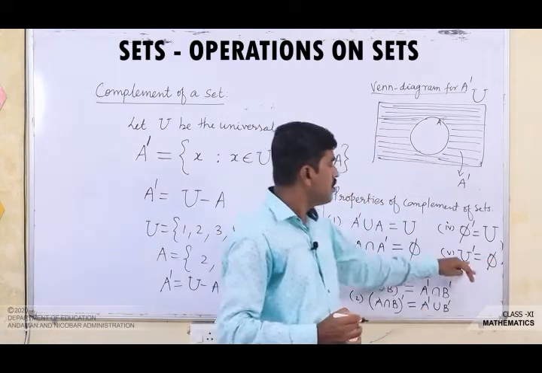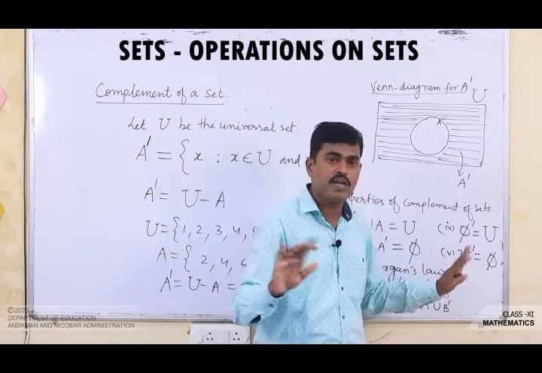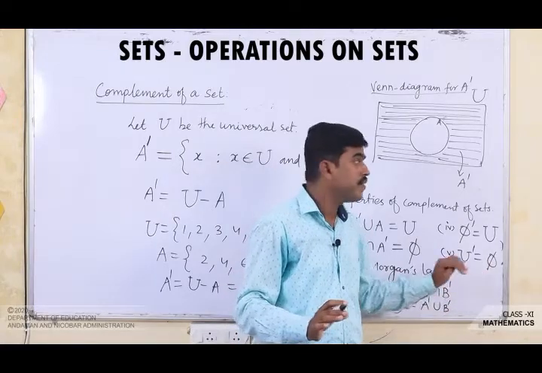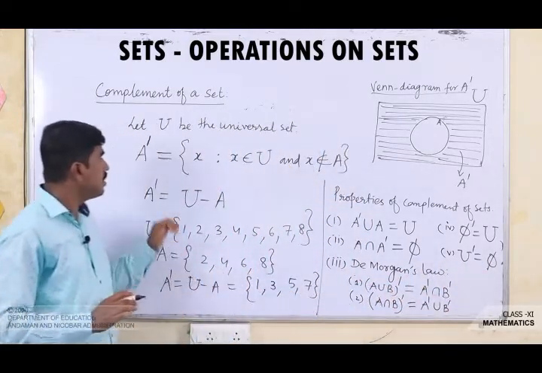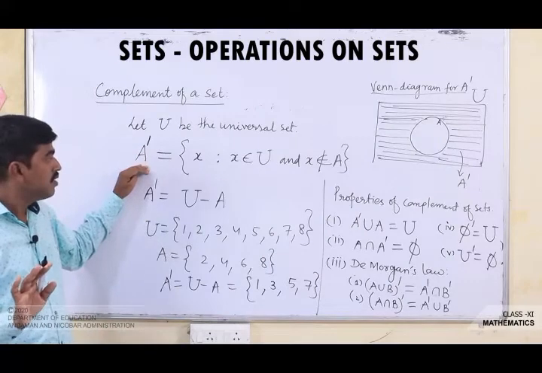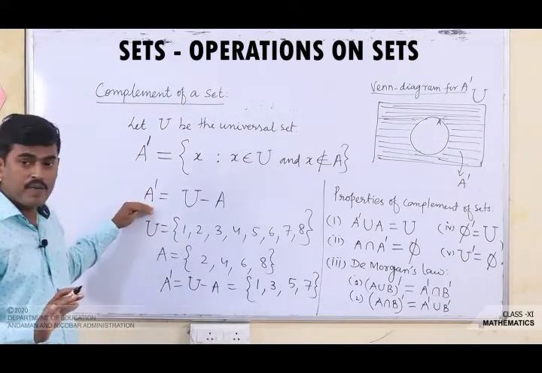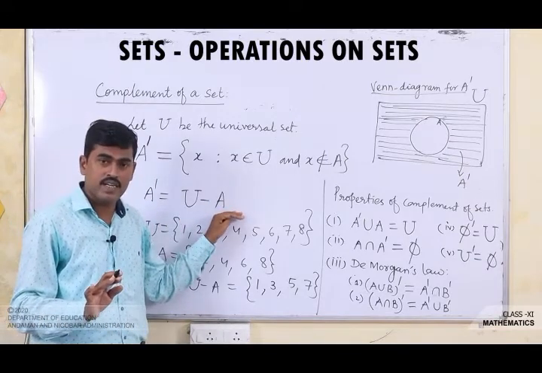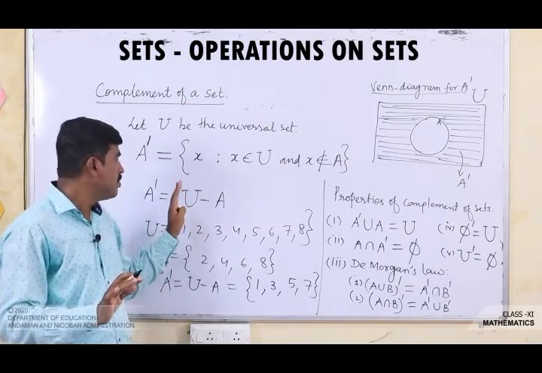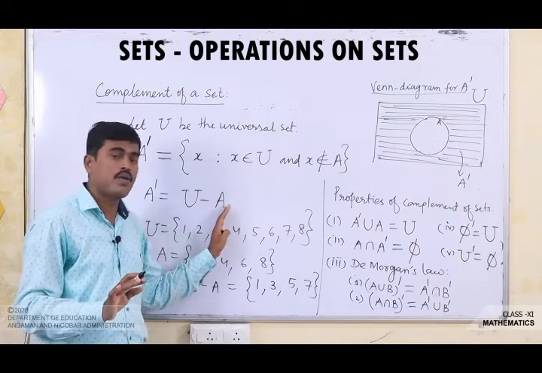That means U complement means U minus U. Okay. It is phi. So once again, what is the meaning of complement? Suppose there is a universal set U, then A complement is U minus A. That means the set of all those elements which belong to U and do not belong to A.